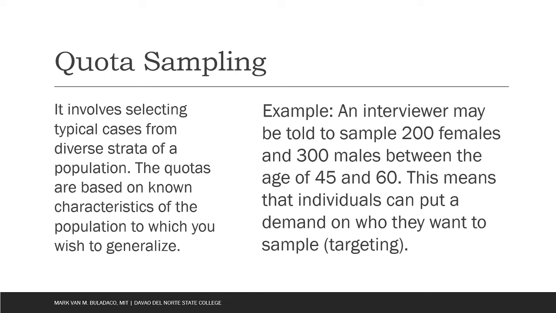So this means that the individuals can put a demand on who they want to sample. The researcher just needs to target a quota on each stratum, and then he or she needs to reach out to, let's say, 200 females of the 45 to 60 age group, and then 300 males of the 45 to 60 age group.